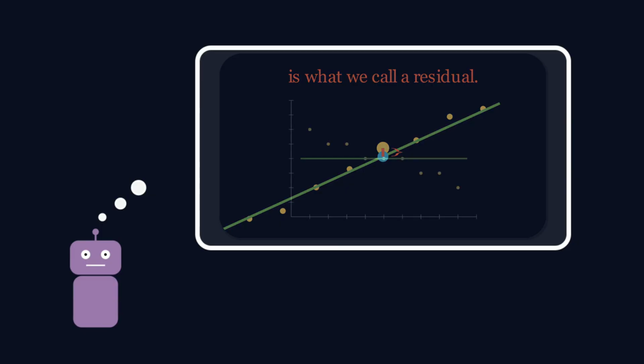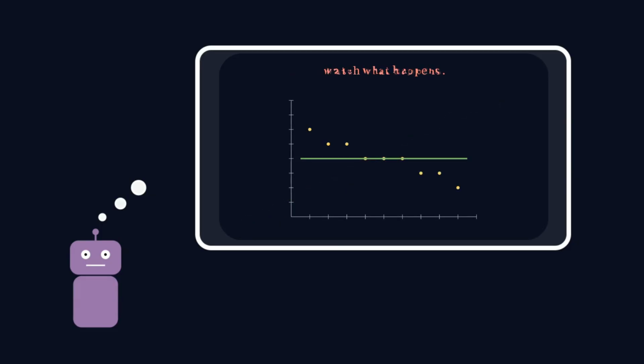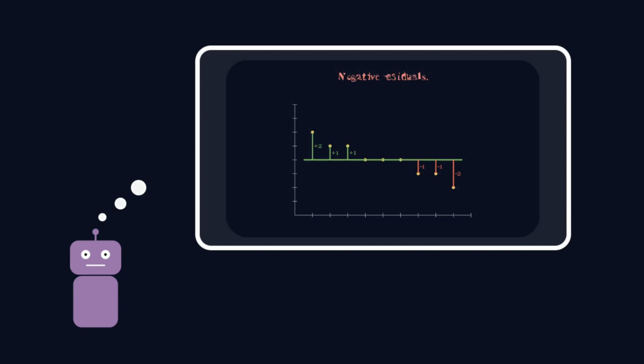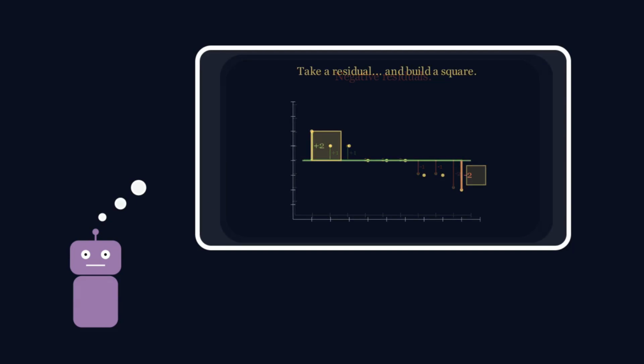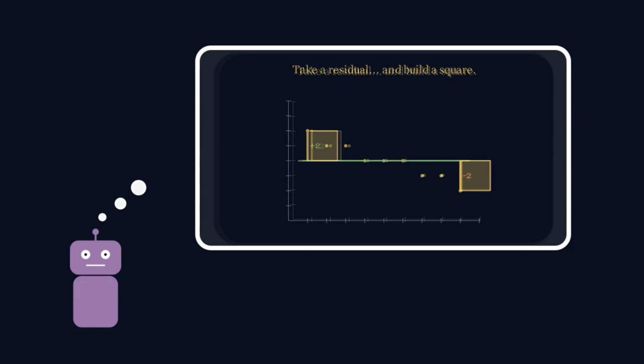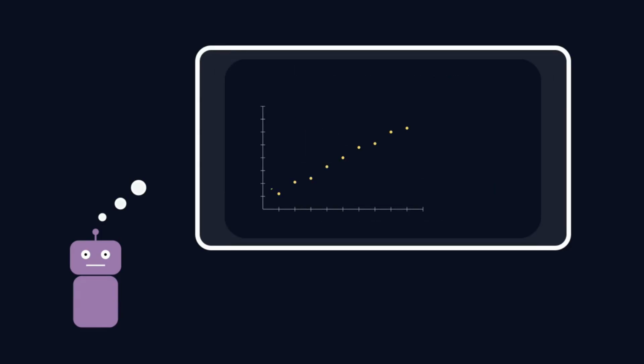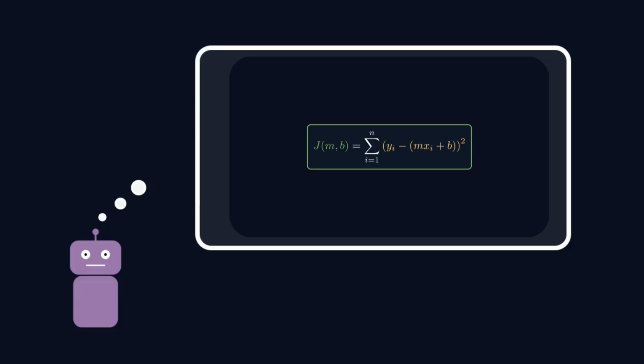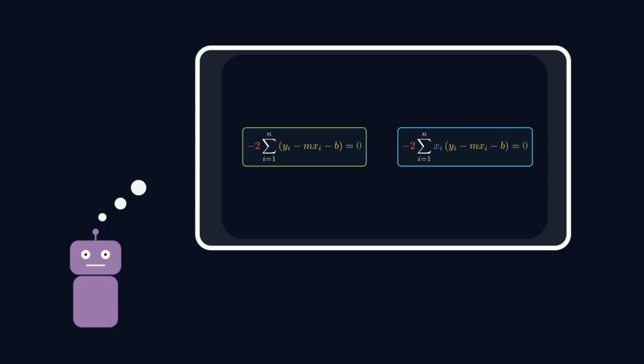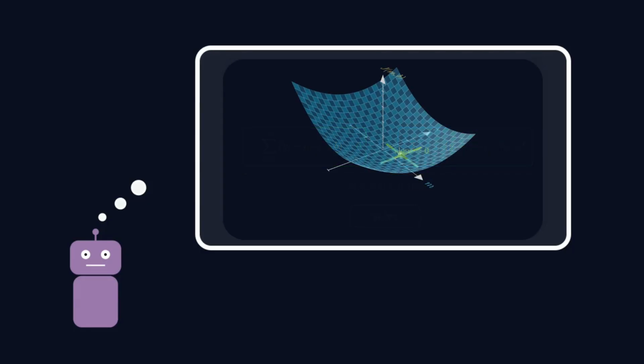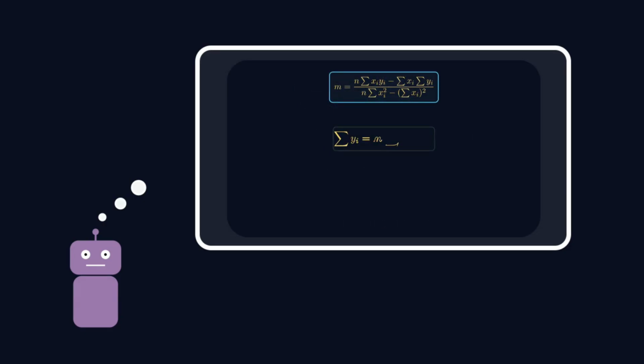Then came a subtle problem. Positive and negative errors could cancel. A terrible line could somehow pretend to be good. So we squared them, turned distance into area, and suddenly the goal became geometric. Find the line that makes the total square error as small as possible. Least squares. From there, things became mathematical. We built the cost function, took derivatives, solved the equation, and something beautiful happened. We found that finding the best line was secretly the same thing as finding the bottom of a landscape.